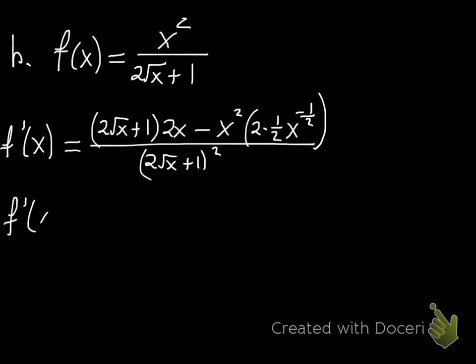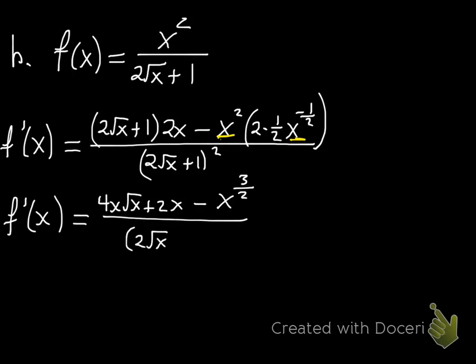Okay. And we can do a little bit of cleaning up here. So if I distribute the 2x times the 2 square root of x, that'll be 4x square root of x plus 2x minus x squared times x to the minus 1/2. We'll add those exponents, so that'd be giving me 1 1/2 or 3/2. The 2 times a half will cancel out. All over 2 square root of x plus 1 quantity squared.